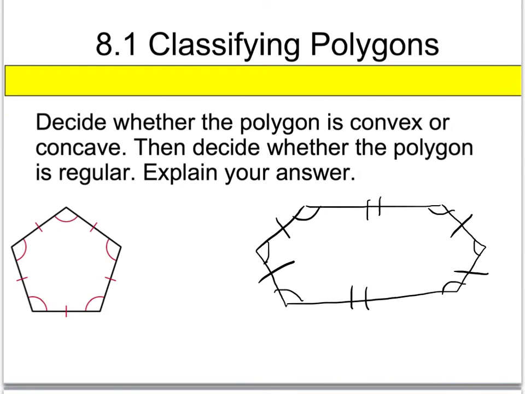Alright, now moving on to our next slide. Looking here, I want you to look at this. It says decide whether the polygon is convex or concave. Then decide whether the polygon is regular. Now the next piece of this, there's actually three pieces to the problem. First, figure out if it's convex or concave, then decide if it's going to be regular or not. You can put irregular if you want, you don't have to.